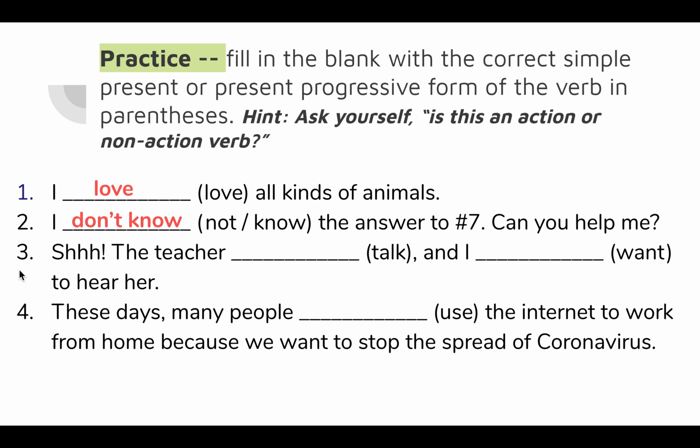Number 3, "Shh, the teacher is talking," right? The teacher is talking right now at this moment, and talk is an action verb because we could act out talk, right? We could act it like an actor. "The teacher is talking and I want to hear her." Good. Even though this one is an action verb, is happening right now, this is also happening right now, but we're going to use present simple. And the reason is want is a non-action verb. Want is also an emotion, the emotion category.